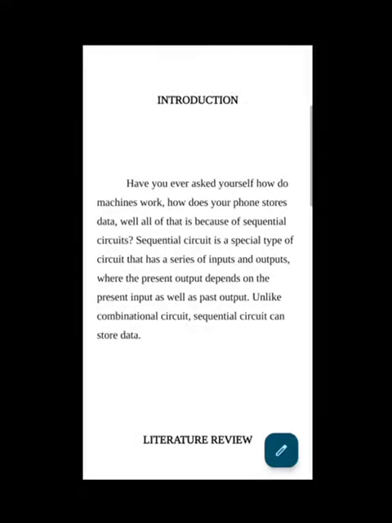Have you ever asked yourself how machines work? How does your phone store data? Well, all of that is because of sequential circuits. A sequential circuit is a special type of circuit that has a series of inputs and outputs, where the present output depends on the present input as well as past output. Unlike a combinational circuit, a sequential circuit can store that.